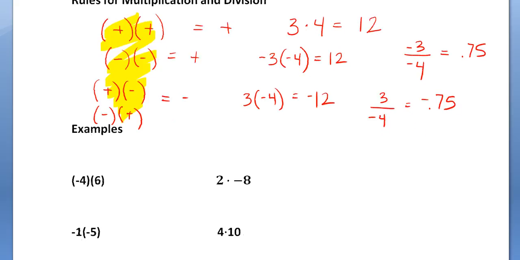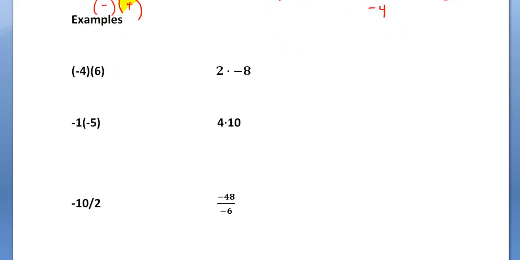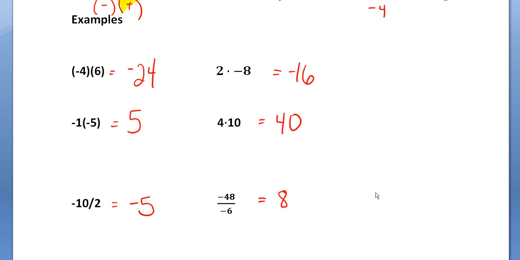Let's go through a few examples here real quick. As I go through these, just think out loud about what's going to be positive or negative. This is a negative times a positive. It will be a negative answer. This is a positive times a negative. It will also be a negative. Positive times a positive. Positive. Negative times a negative. Positive. Negative divided by a positive. That will be a negative. And a negative divided by a negative. That will be a positive.